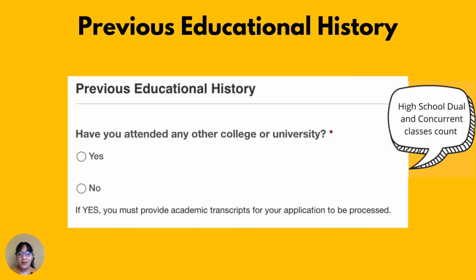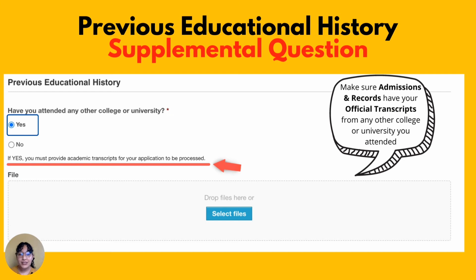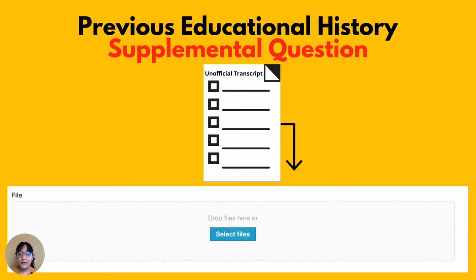Next, you will be asked about your previous educational history. We want to know if you have ever attended any other college or university. High school dual enrollment and concurrent classes count. If you answered yes to this question, you must provide academic transcripts for your application to be processed. Also, make sure admissions and records have your official transcripts from any other college or university you attended. Once you obtain your unofficial transcripts, you will click on Select Files and attach the unofficial transcripts to your application.